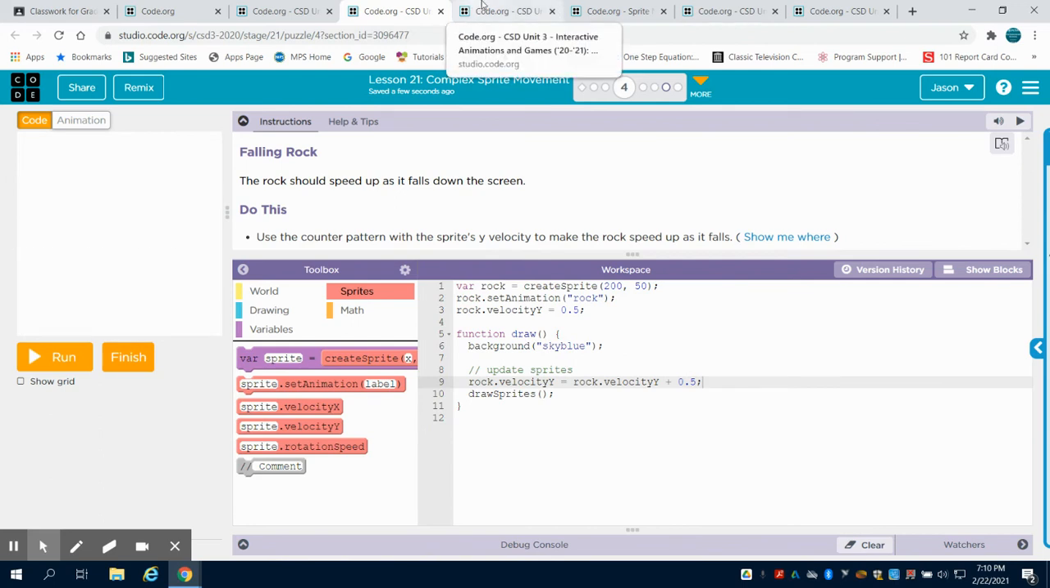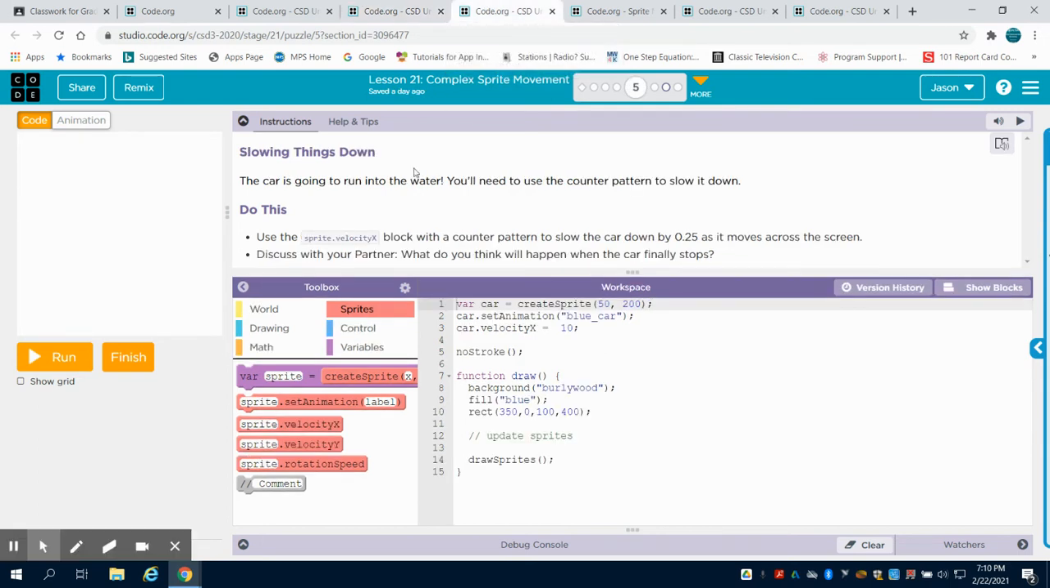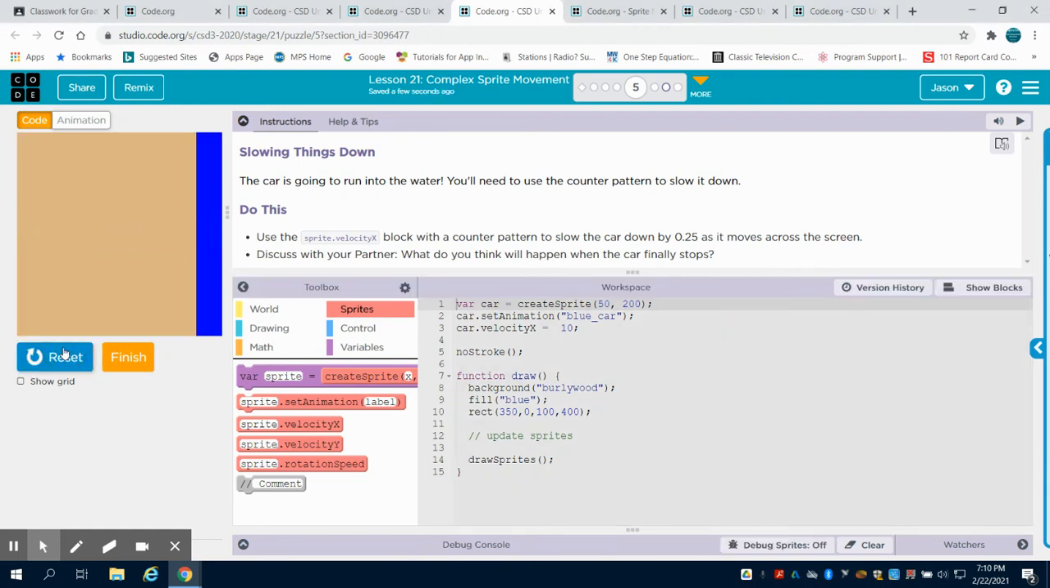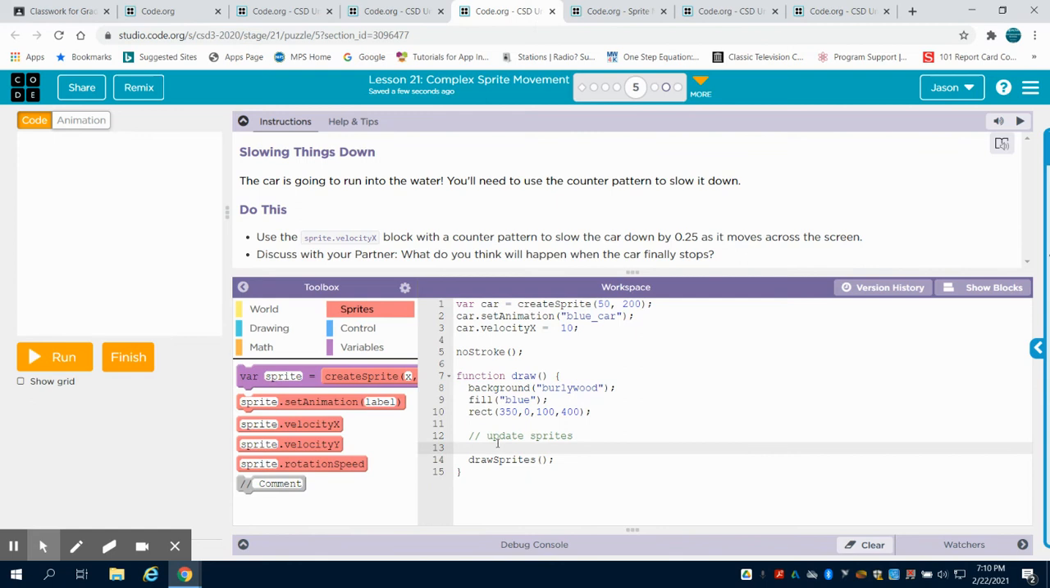When the other ones were constant speed, we did the movement on the x or y using the counter pattern, but now we're using it to change our velocity. On this next one, we're asked to slow this car down using a counter pattern.